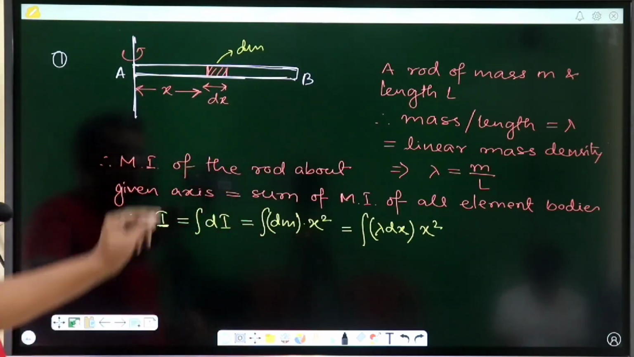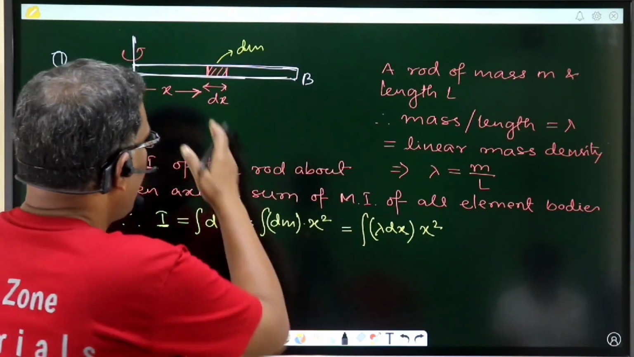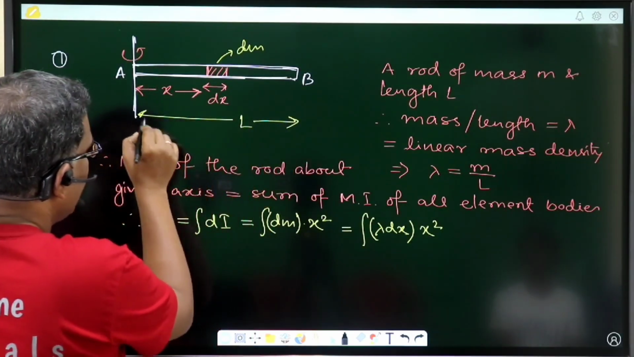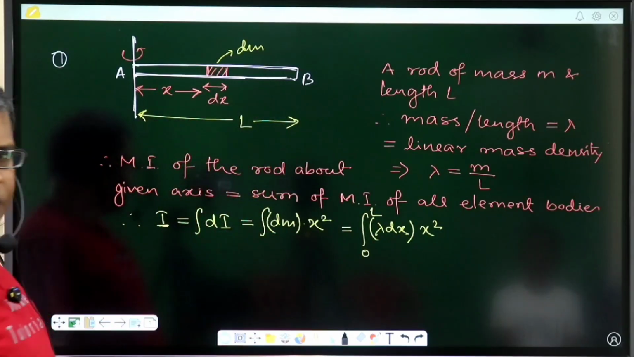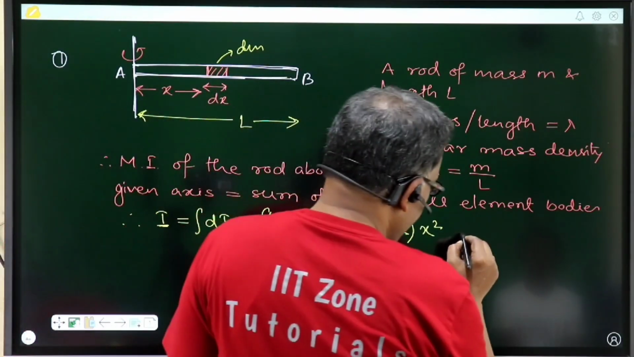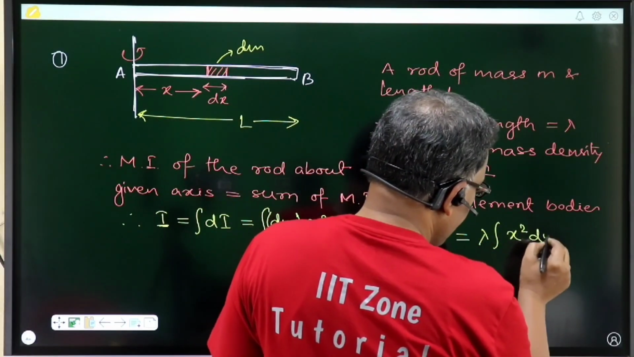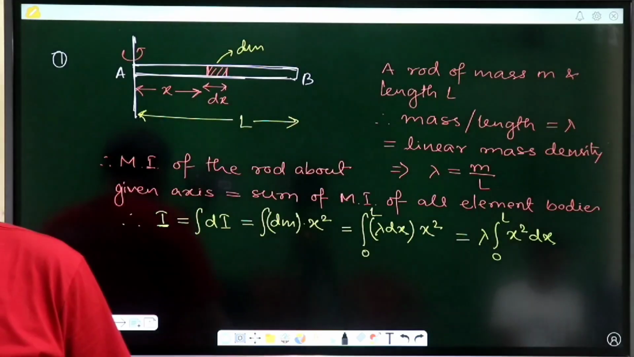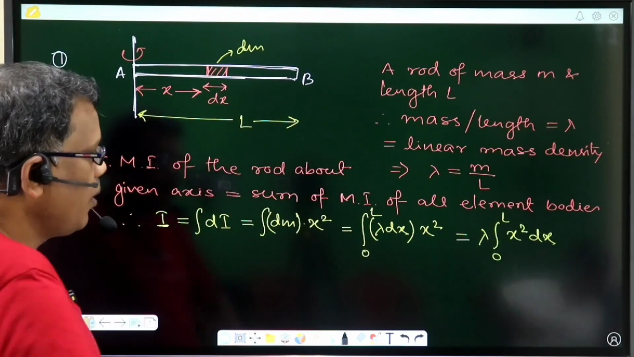For all such elements appearing along the rod from the end A to the end B, the value of x will keep changing from 0 to the maximum distance, that is L. So that's why the limit will be 0 to L. Is that clear? The constant part of this integration, lambda, can be taken out, and it is the integration of x square dx for limit 0 to L. Are you getting it or not?